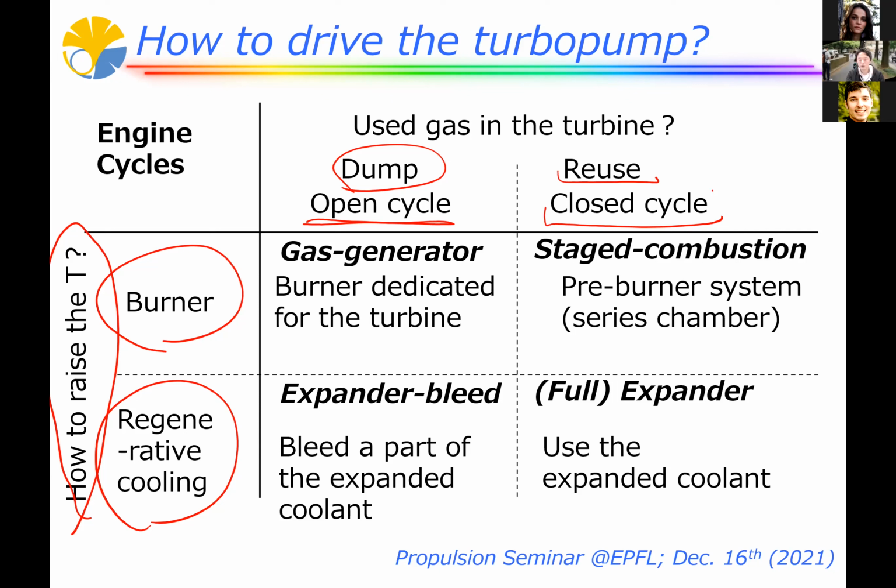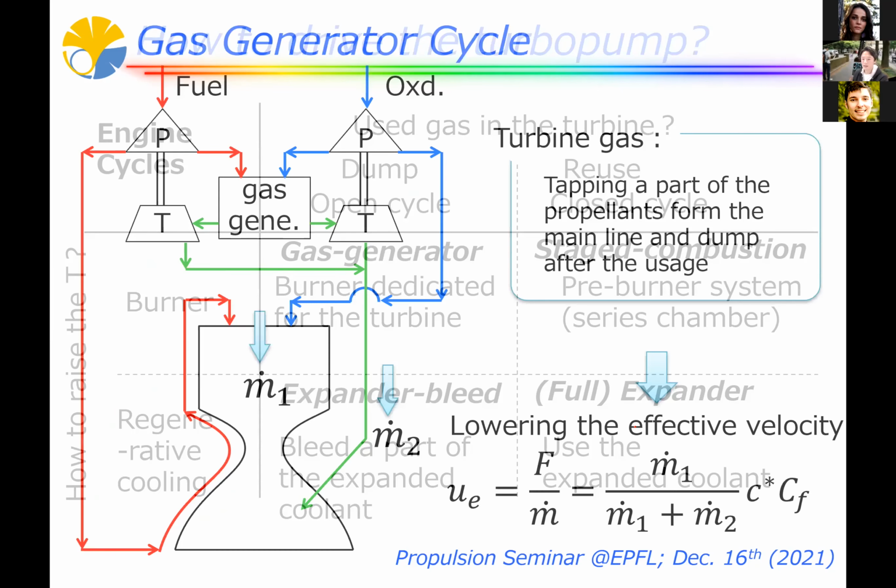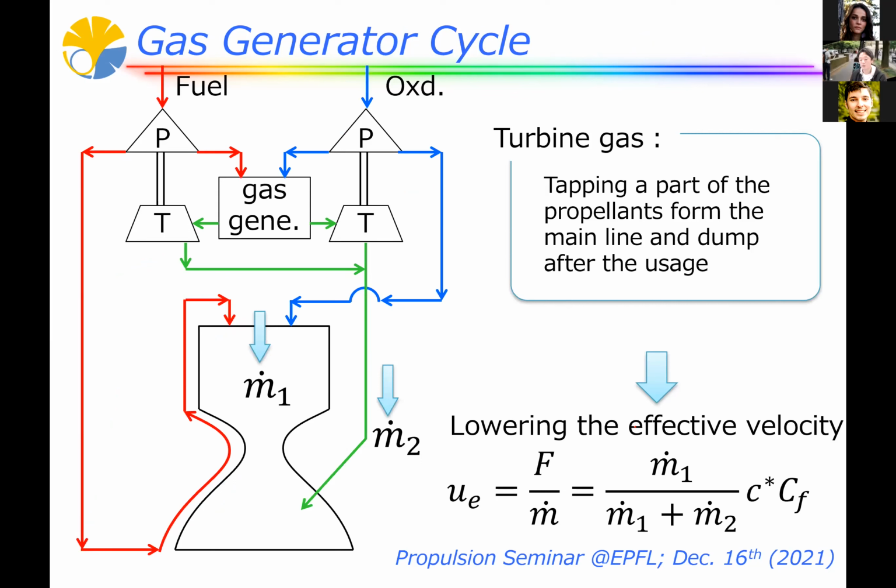And by these two axes, we can categorize turbo pump systems into four systems: gas generator, staged combustion, expander bleed, and full expander. So by selecting which system, the performance of the total propulsion system will change. So here I want to explain these turbo pump systems, engine cycles.